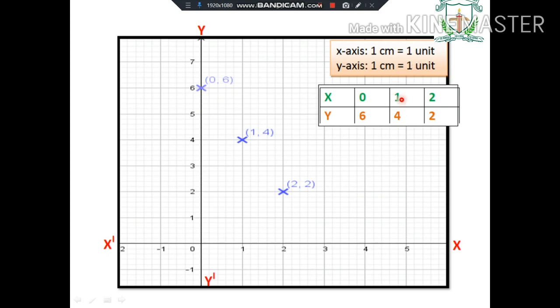Now let us mark the second point. Second point is 1 and 4. So x-axis 1, y-axis 4. So from 0, children, move on to the right hand side because plus 1 is on the right hand side. Move 1 unit here. So from here, this is the x value. Now y is 4. y is 4 means plus 4. Plus 4, you have to move up. So move 1, 2, 3, 4. So mark here with a cross mark and write the coordinates 1 and 4.